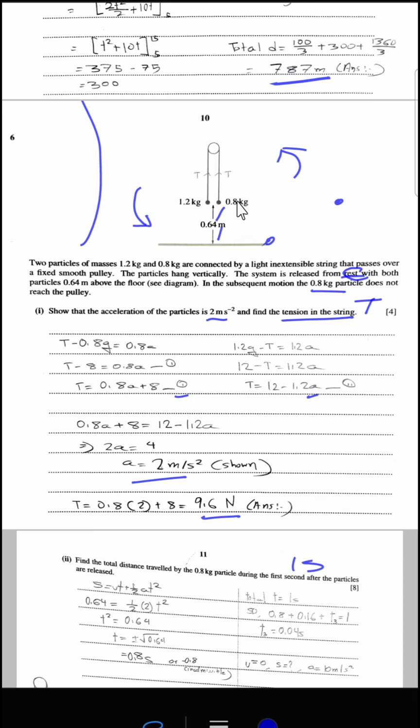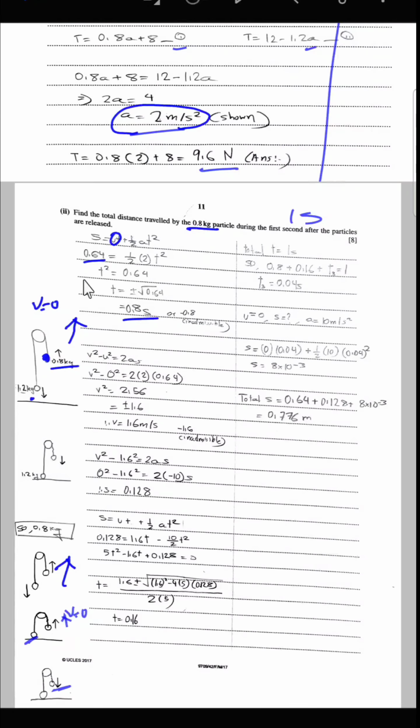So for the 0.8 kg particle, since it is moving up, T minus its downward component of weight, that is 0.8 g, is equal to its mass into acceleration. And for the 1.2 kg particle, since it is moving down, its downward component minus tension is equal to mass into acceleration. Then we solve these two expressions simultaneously to find the acceleration, that is 2 meter per second square, and the tension, that is 9.6 Newton.